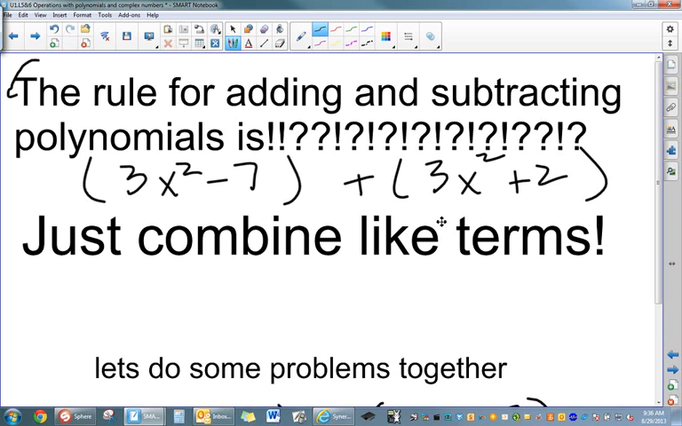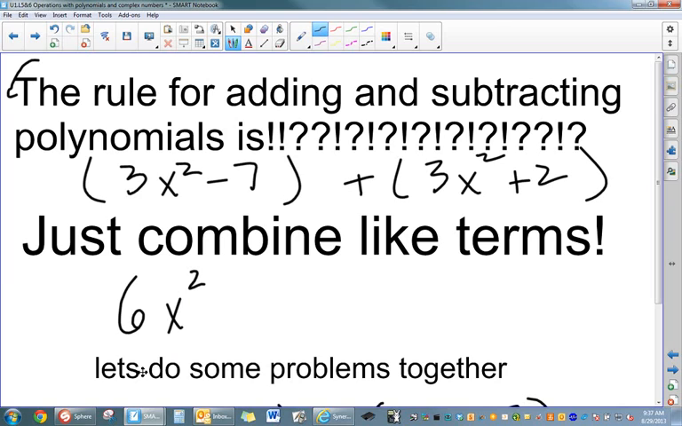Which part of the 3x squared and the 3x squared are you going to add and subtract? The coefficient. So what is 3x squared plus 3x squared? 6x squared. Why can't it be 6x to the 4th? Because they're not being multiplied.